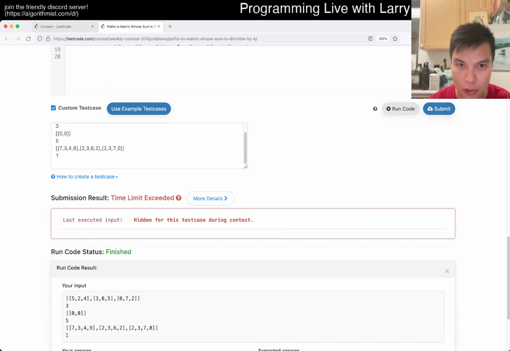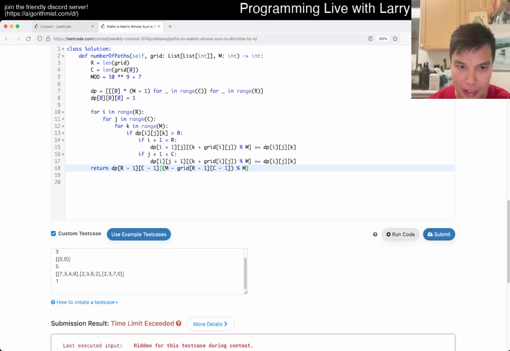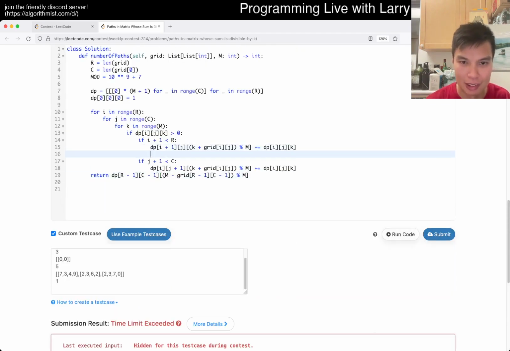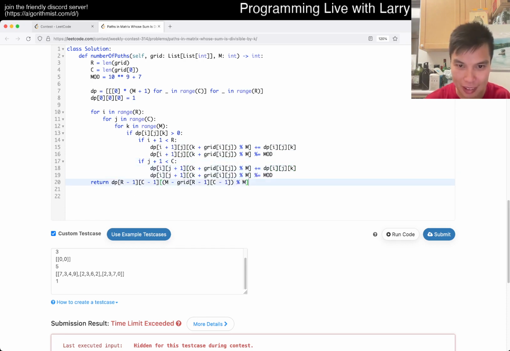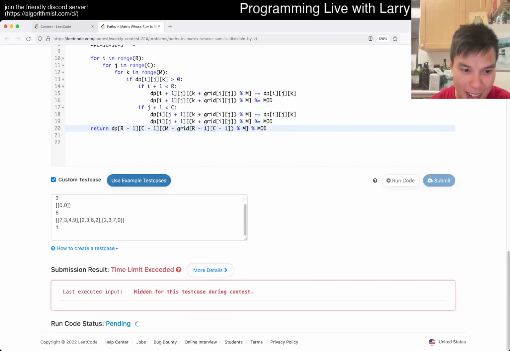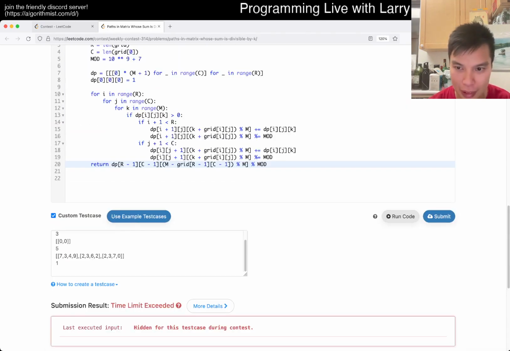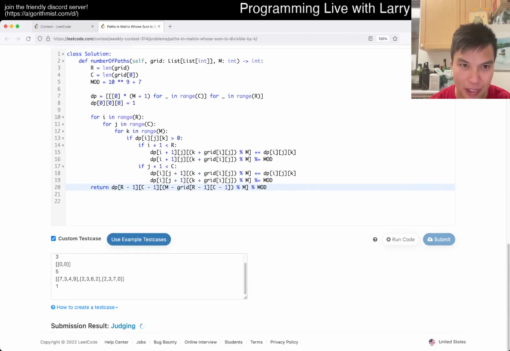Okay. Oh, I almost forgot to mod. Oh, geez, that would be really sad. I almost clicked it, and I was like, wait, remember to mod, Larry, and remember to mod by the right amount. If I had that other case, I would have gotten it, but let's give a submit. Hopefully this is right, and also hopefully this is fast enough.